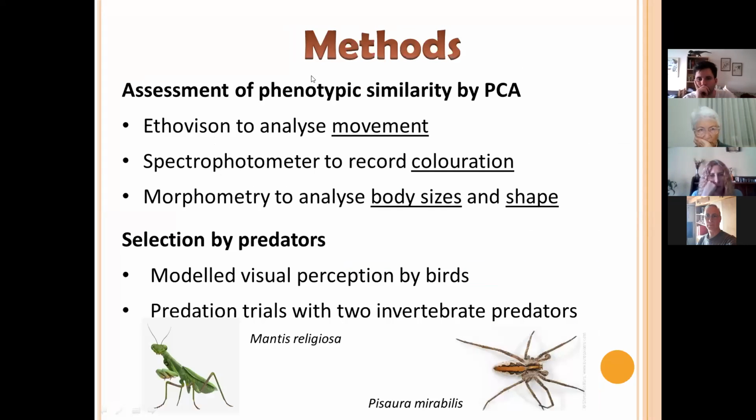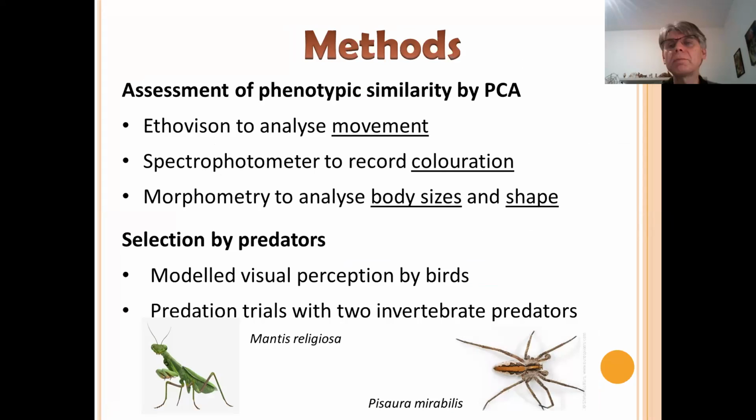So first, we actually assess the phenotypic similarity. And because mimicry is multi-trait, we conducted several analyses. So first, we measured the movement, because ant-mimicking spiders are known to imitate not only the shape and coloration of the ants, but also their movement. And for this reason, we have recorded the movement of both mimics and models by etovision. Then we use a spectrophotometer to record the exact coloration of their body.